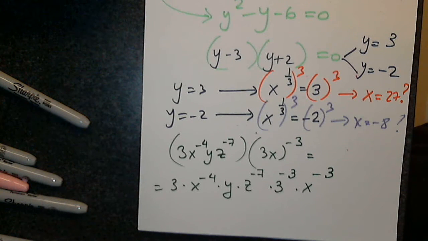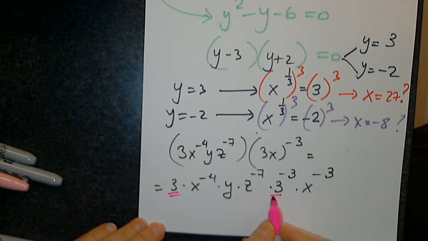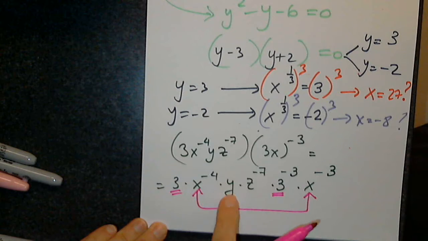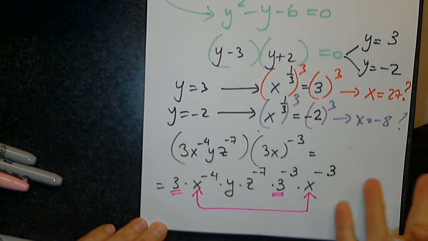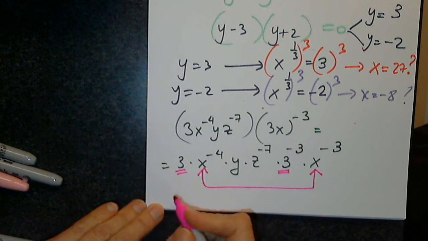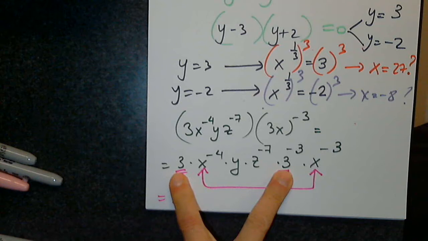So now I will put things together, like this will be put together with this, and this will be put together with this. There is nothing I can do to this and this. There is no X, Y, and Z. This is it. So then I copy the base, and what happens to the exponents of these two?